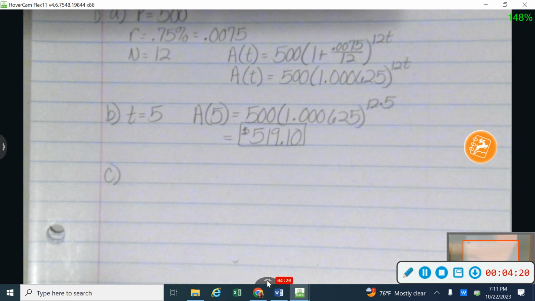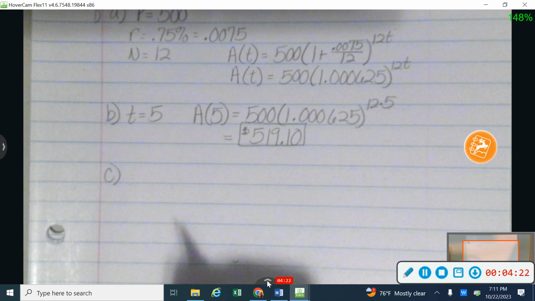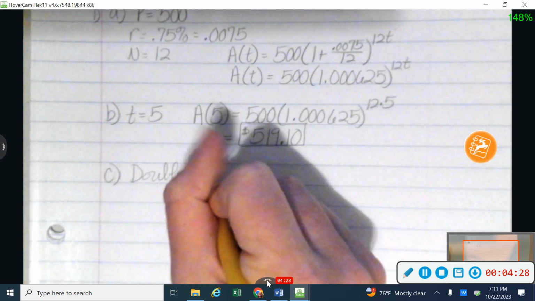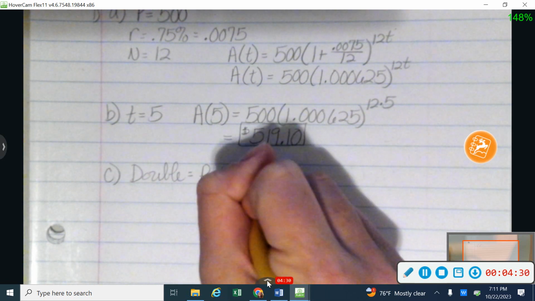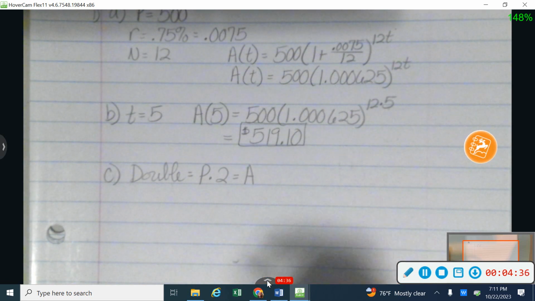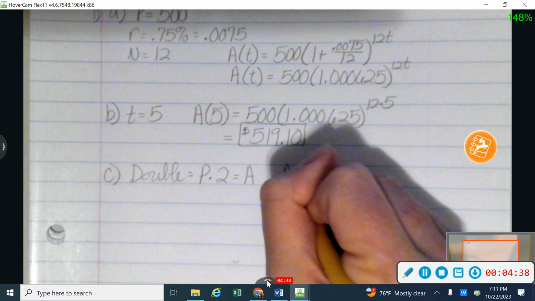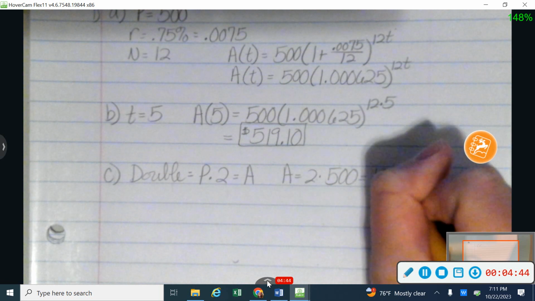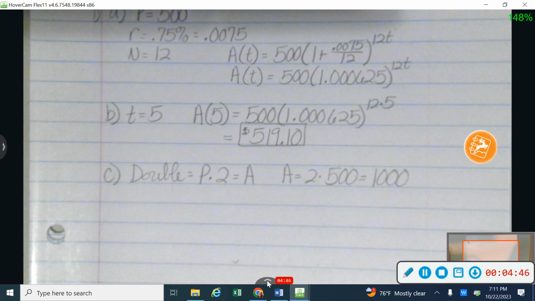With C, we're trying to determine how long it will take for the initial investment to double. When we're talking about something doubling, what we want to do is take the principal amount and multiply by 2, and that will give us our ending amount of A. Okay, so that's kind of what we're going to do here. So I'm going to take my principal amount of 500, multiply that by 2, and say that that is going to be $1,000. So we're trying to find out how long it will take us to turn our $500 into $1,000, or how long will it take us to double this amount. That's really what we're looking for here.